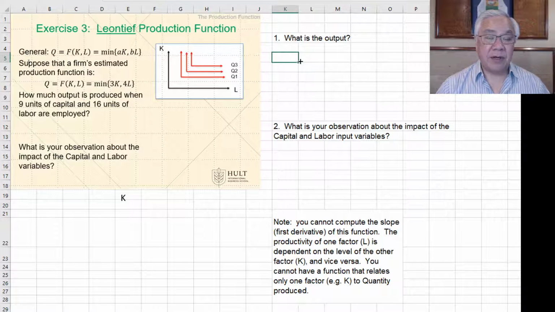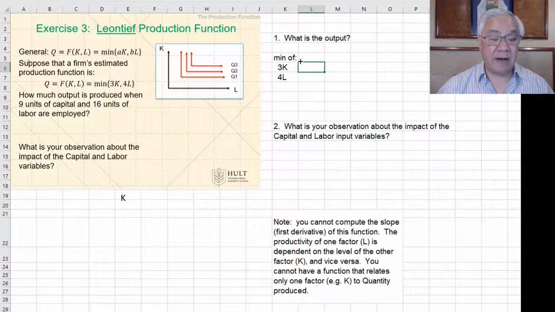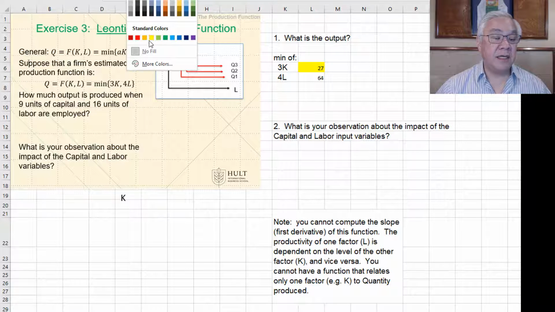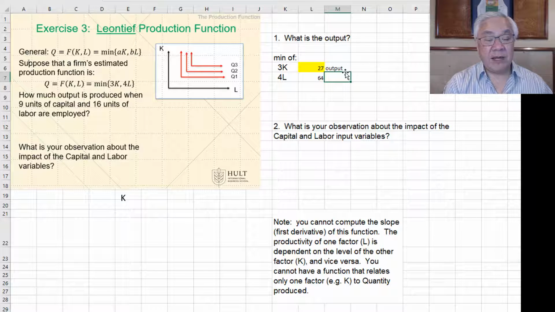All right, so let's figure out the output. The output has this unusual characteristic where we take the minimum of two values. So let's specify them. It's the minimum of, and the first expression is 3K, and the second expression is 4L. So let's compute those for the data provided. First is 3 times 9 is 27. Next is 4 times 16 is 64. Therefore, the min of those two is 27. So this is the output. And notice what this means. That means we had wasted L inputs, right? We'll get more to that later on.